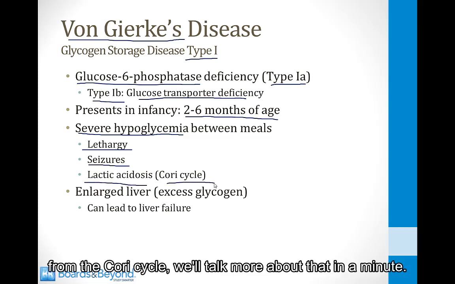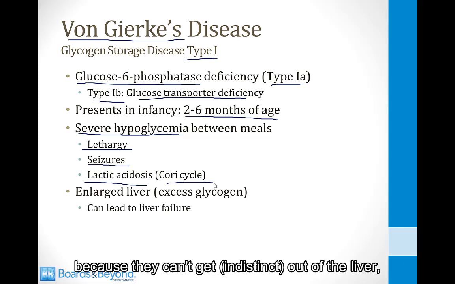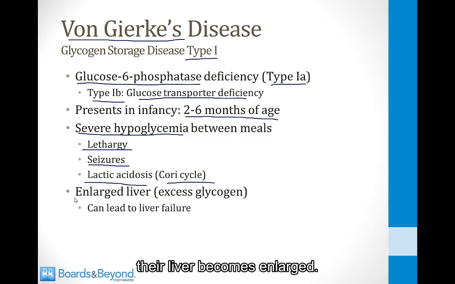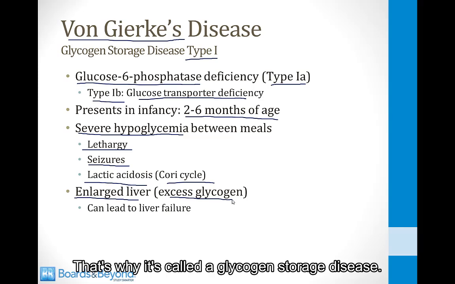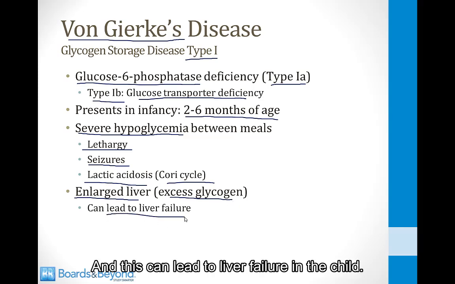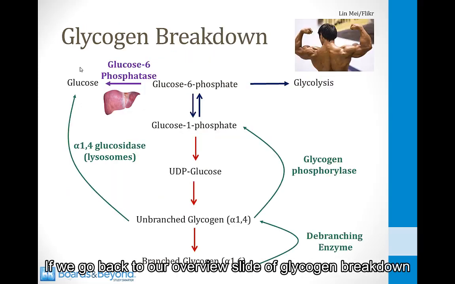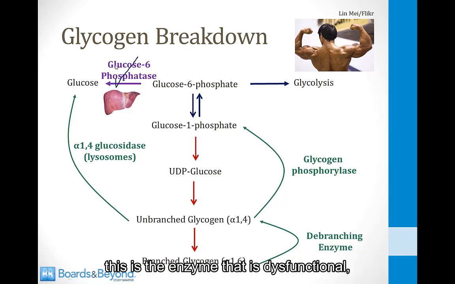We'll talk more about that in a minute. In addition, because they can't get glucose out of the liver, their liver becomes enlarged. There's excess glycogen in the liver. That's why it's called a glycogen storage disease, and this can lead to liver failure in the child. If we go back to our overview slide of glycogen breakdown, this is the enzyme that is dysfunctional, glucose 6-phosphatase.